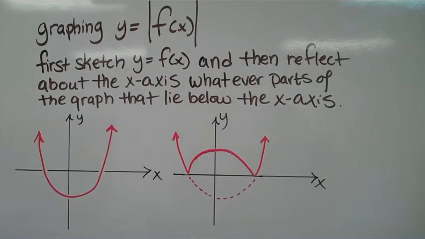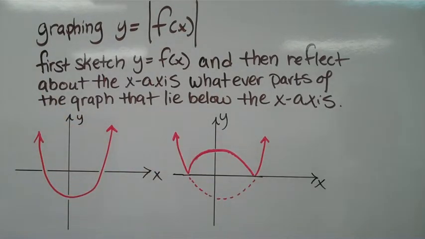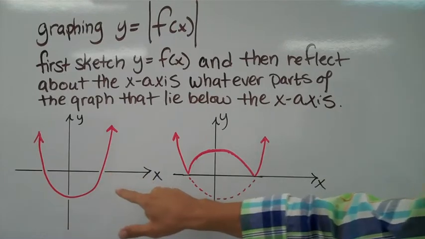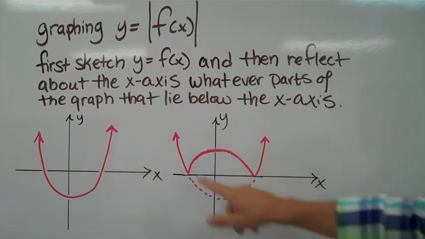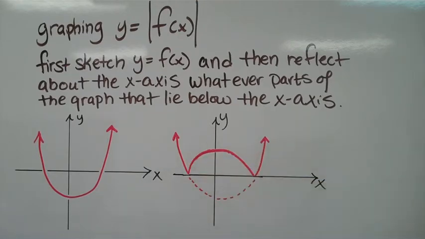When we're graphing y equals the absolute value of some function, first you sketch y equals f of x. For example, here's my sketch of y equals f of x. And then you reflect about the x-axis whatever parts of the original graph lie below the x-axis. So from here to here, we lie below the x-axis. Flip it over, or reflect it over the x-axis, and it looks like that. There's your original function, and there is now your absolute value function.